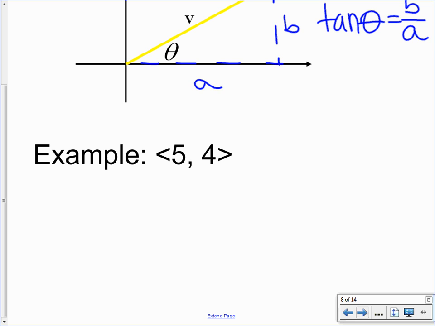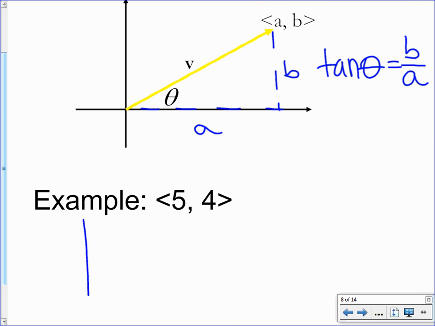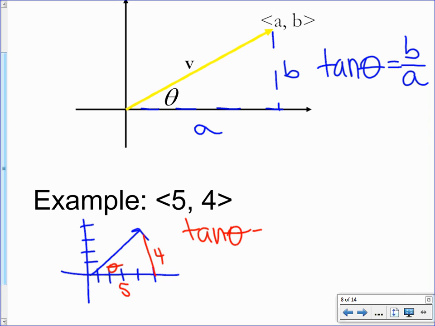So, if we have the vector 5, 4, over 5, up 4, we need to figure out what that angle is. So we're going to take the tangent of theta and set it equal to opposite over adjacent, or B over A. You can draw the picture every time, or you could remember that it needs to be Y over X, B over A. With your calculators, please take the inverse tangent of 4/5.